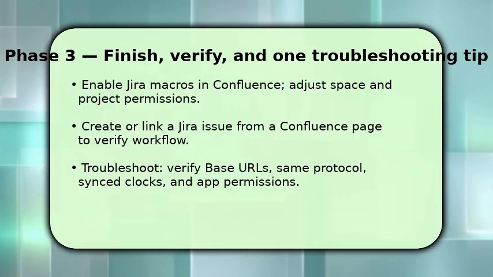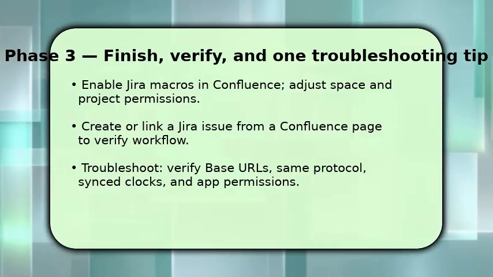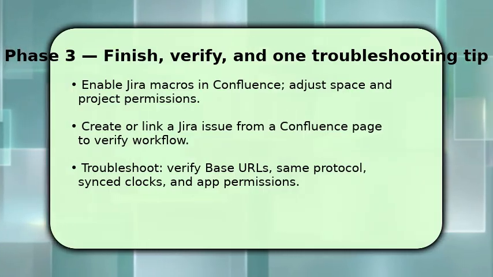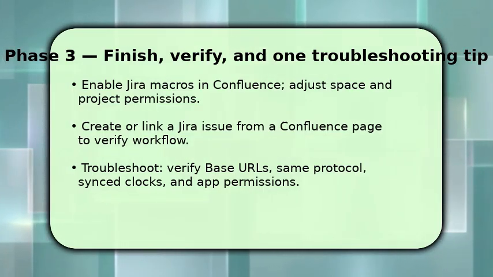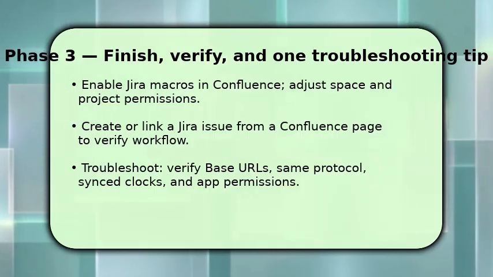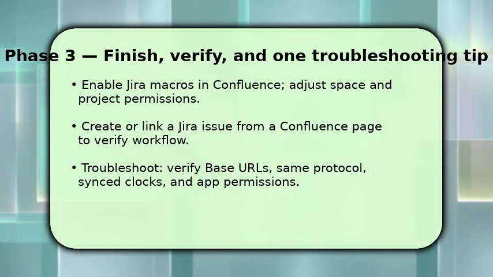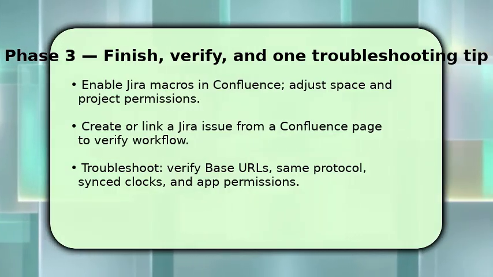If something fails, check the base URL and protocol match exactly, ensure server clocks are synchronized, and that both sides trust the consumer key. If permissions block actions, review both Jira project and Confluence space permissions. Once tests pass, document the link details for your team.